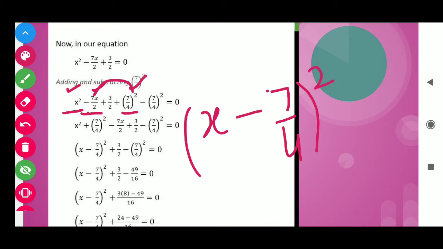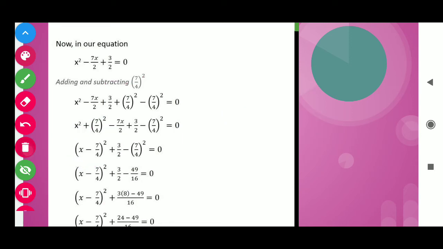So students, if you open this algebraic identity, we get x squared and 7 over 4 squared minus 2 into a into b. We get minus 7x over 2. In this way, we make the formula this one and are left with 3 over 2 minus 7 over 4 whole squared. In this way, these terms are taken to the right hand side.